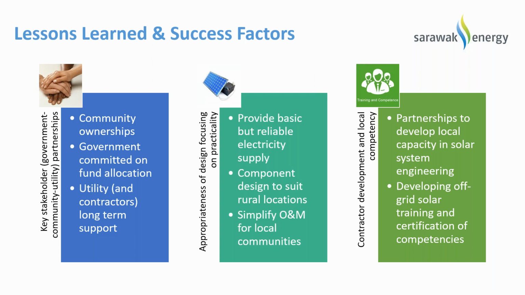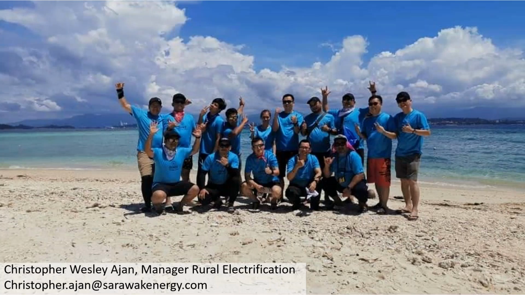Lessons learned from all of this: number one, all the key stakeholders need to work together. The community, the government, as well as the utility company, not to forget the contractor as well. Number two, the design of the solar system must be reliable and suitable for use with little maintenance by the villagers. And number three, our partnership with the local contractors and building their local capability is important. At the same time, we also developed an off-grid solar training certificate in order to provide training and competency certification for the workers involved in the SARES project.